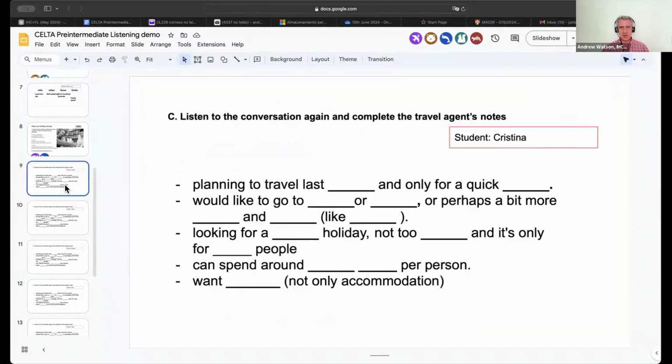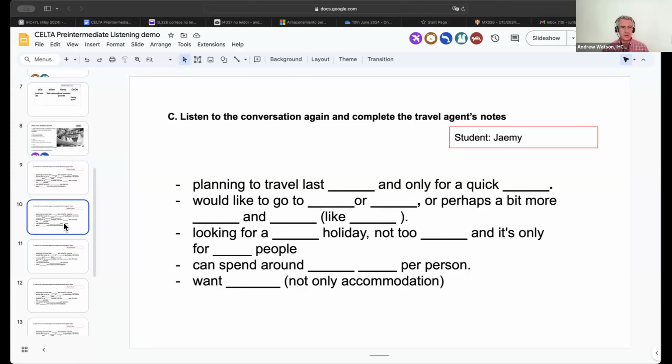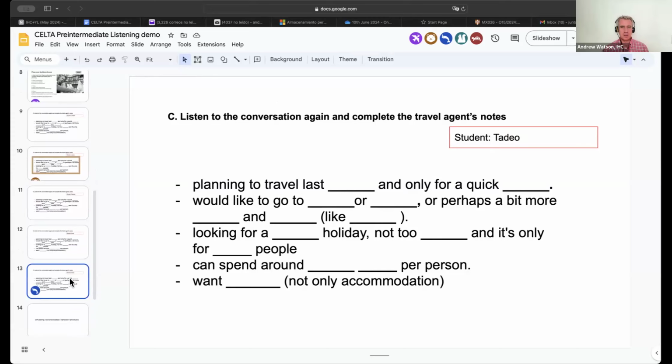And you'll see that there are missing words on the slide here. Okay, so each student has a slide. Christina, yours is 9. Jamie, yours is 10. Rebecca, yours is 11. Rosa, yours is 12. Tadeo, yours is 13. Okay. Can you confirm you have access to your slides before we start the audio?